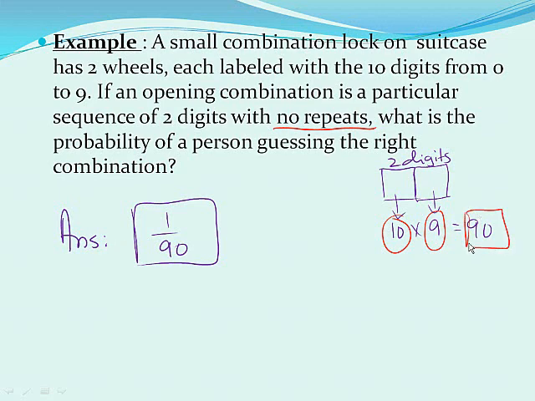Only one out of this 90 will be the correct code to open the suitcase. So the probability of someone randomly guessing the correct combination will be 1 out of 90.